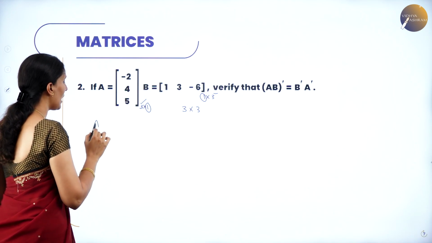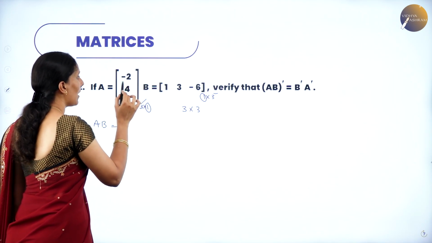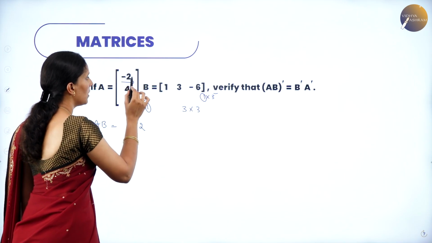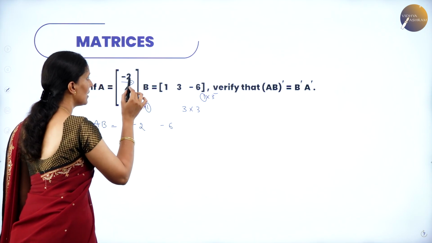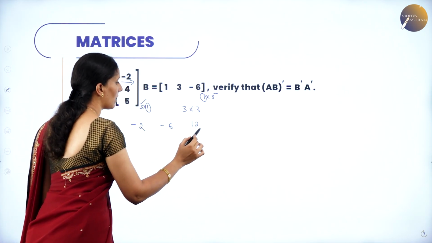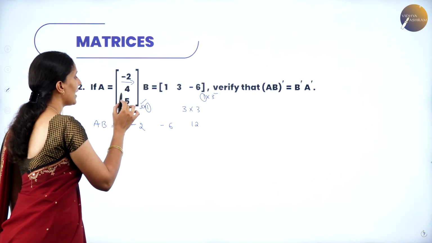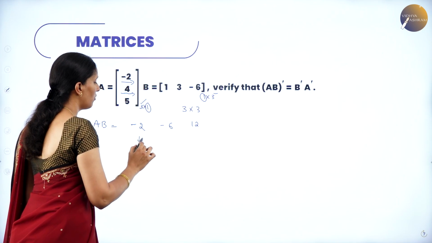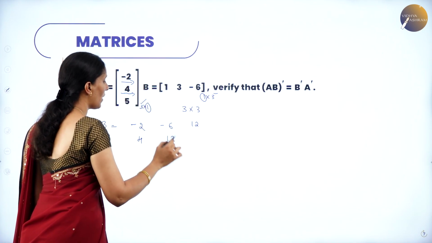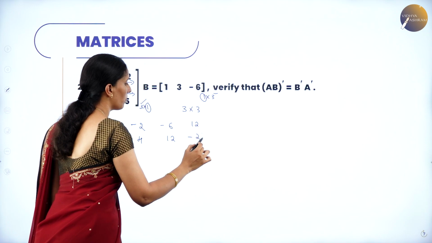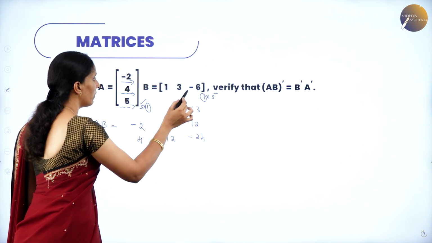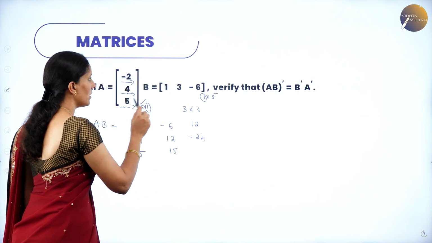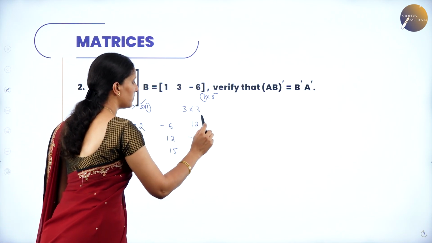So let's take AB now. Let's multiply the first row with all the columns. Minus 2 into 1, minus 2. Minus 2 into 3, minus 6. Minus 2 into minus 6, plus 12. So this is done. Next, the second row with respect to the 3 columns. 4 ones are 4. 4 threes are 12. 4 sixes are 24. Next, the last row with the 3 columns. 5 ones are 5. 5 threes are 15. 5 into minus 6, minus 30.